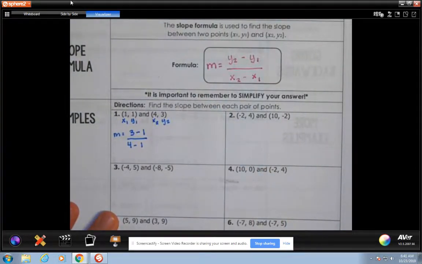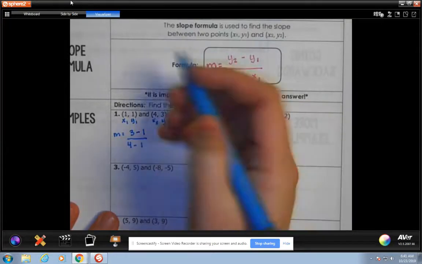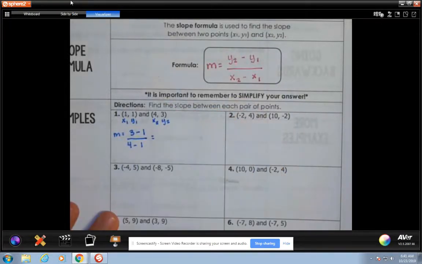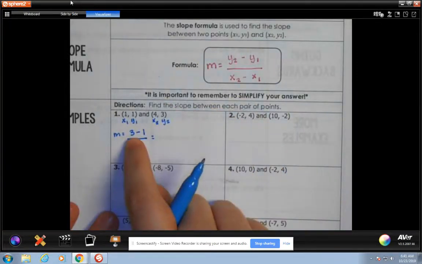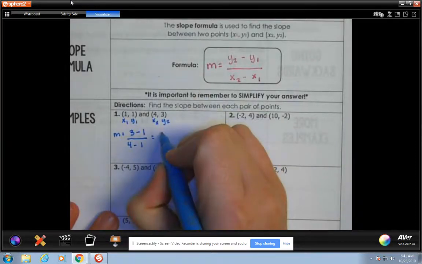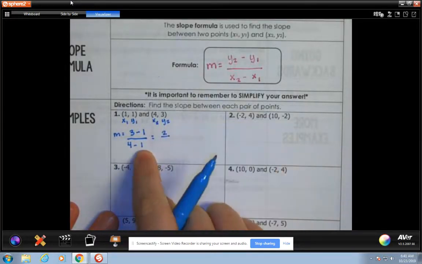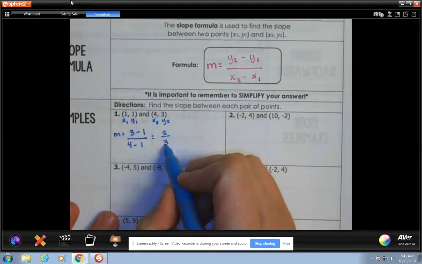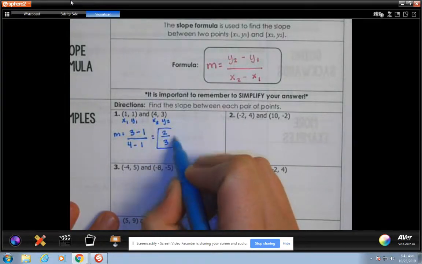Here in a minute, I'm going to show you really how to do it in the calculator. It's super awesome. But if you do 3 minus 1, you get 2. And 4 minus 1, you get 3. And then, of course, you want to make sure that you cannot simplify that fraction.